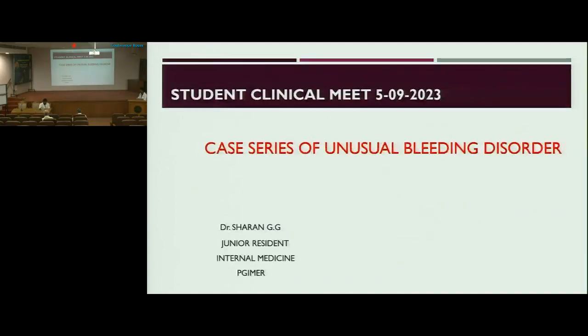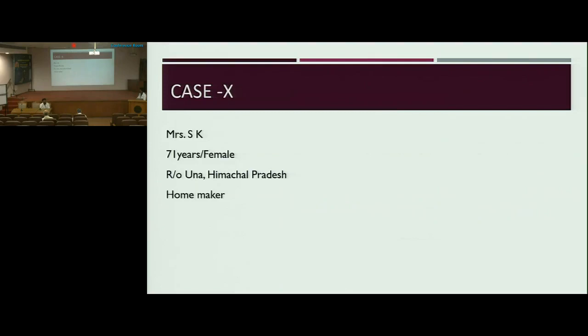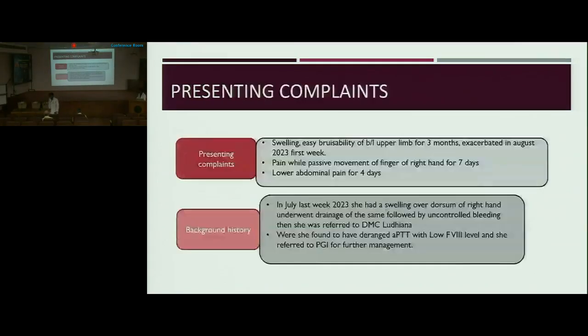I am presenting the first case of the student clinical meet, a case series of unusual bleeding disorder. Case X, a 71-year-old female, resident of Una, Himachal Pradesh, presented with swelling and easy bruising of the right and bilateral upper limb for 3 months, exacerbated in the first week of August, and pain with passive movement of the finger for 7 days and lower abdomen pain for 4 days.